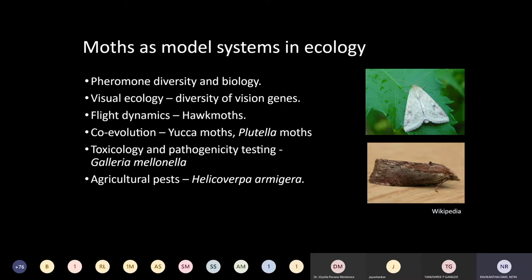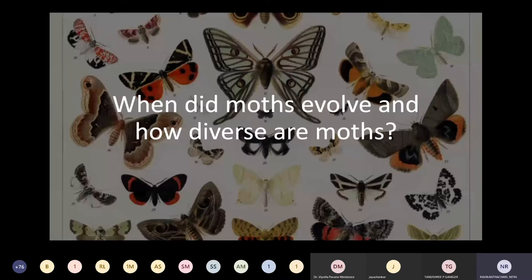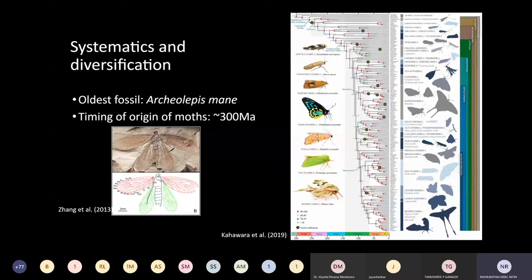And Helicoverpa armigera is one of the many pests that are present in moths, and these are devastating pests which cause up to $30 or $40 billion of loss to agricultural crops every year. So this was the basic background as to why moths are such good model systems. And then I spoke about the earliest fossil that we have of a moth, known as Archaeolepis mane. And this is very closely related to caddis flies.